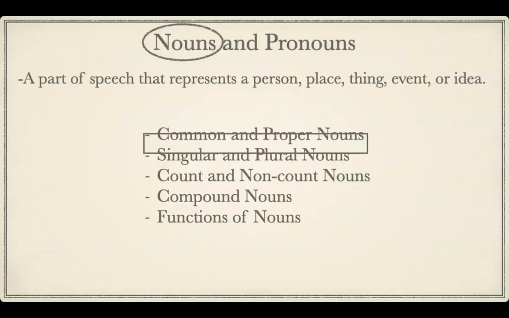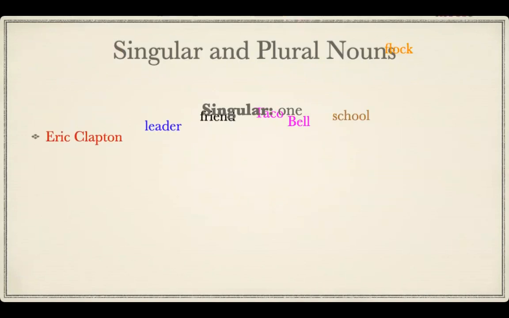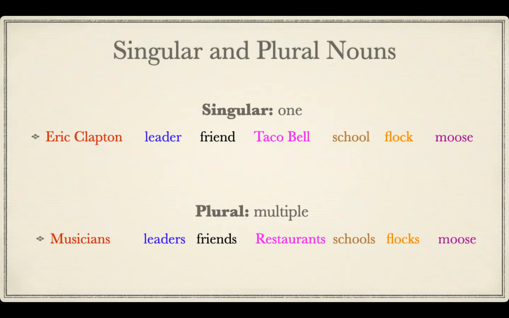Now let's move on to singular and plural nouns. Singular nouns refer to one person, place, thing, event, or idea, thus singular or single. Here are a few singular noun examples. Plural nouns refer, of course, to multiple places, people, things, events, ideas. Here are a few examples of those. Some nouns, like the noun moose, can be either singular or plural based upon its meaning in the sentence.